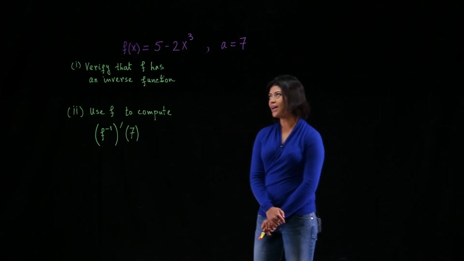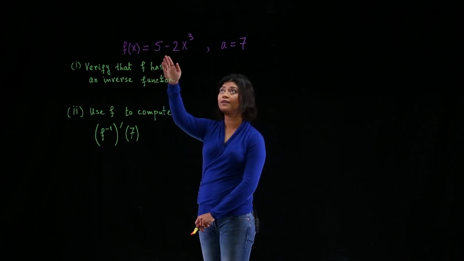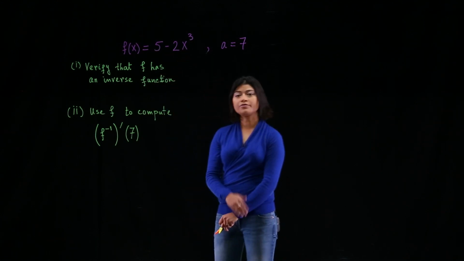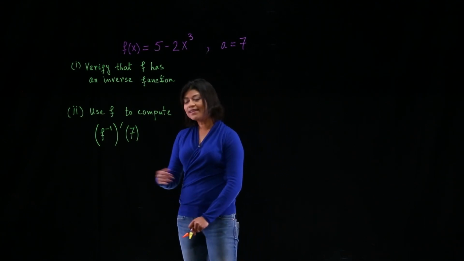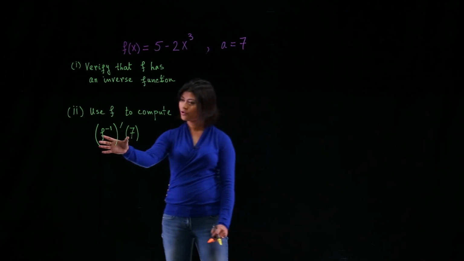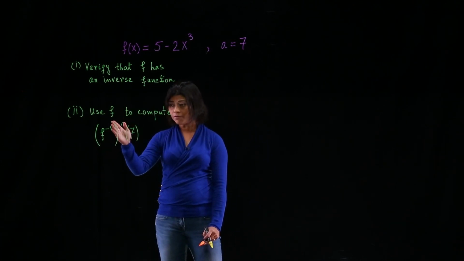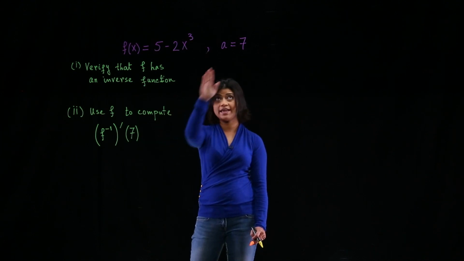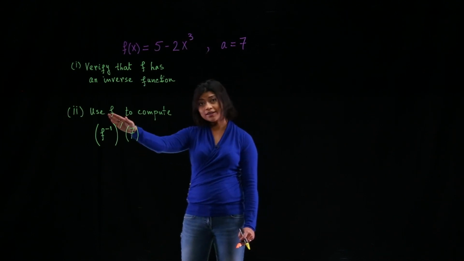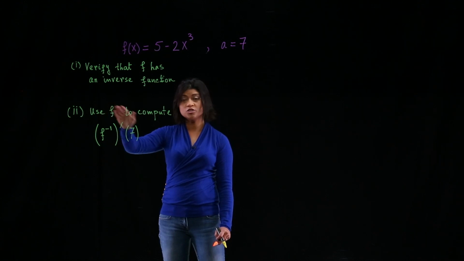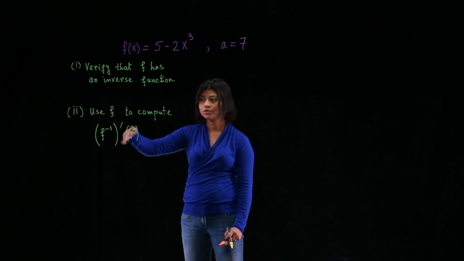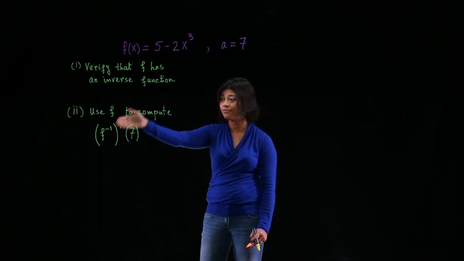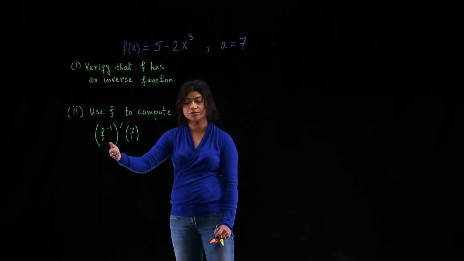Hi, I'm Papia. In this problem, we have a function f of x is equal to 5 minus 2x cubed. We have to first verify that f actually has an inverse function. And then we have to compute the derivative of the inverse at the given a value, that's 7, using only the function f, which means we cannot compute f inverse and then figure this value. We have to use the original function f to find the derivative of the inverse function.